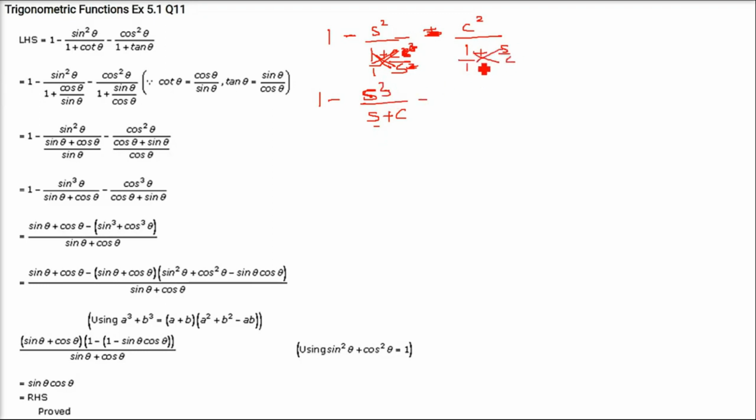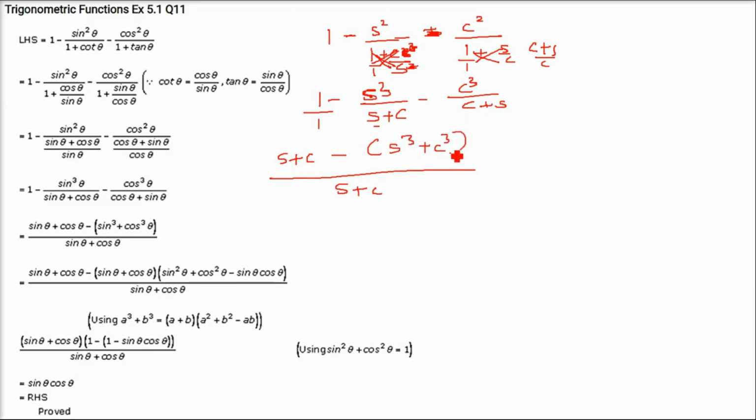Now this will be cos plus sine by cos, and I am taking this cos in the numerator, so it will be cos cube. Now if you see, this is sine plus cos, and this is also sine plus cos. So let us take the LCM. Sine plus cos, and then minus, taking this in a bracket, because sine plus cos is already in the denominator. So you get sine cube plus cos cube.